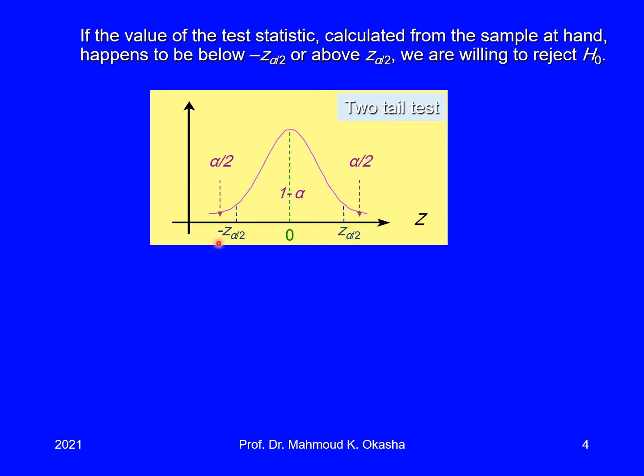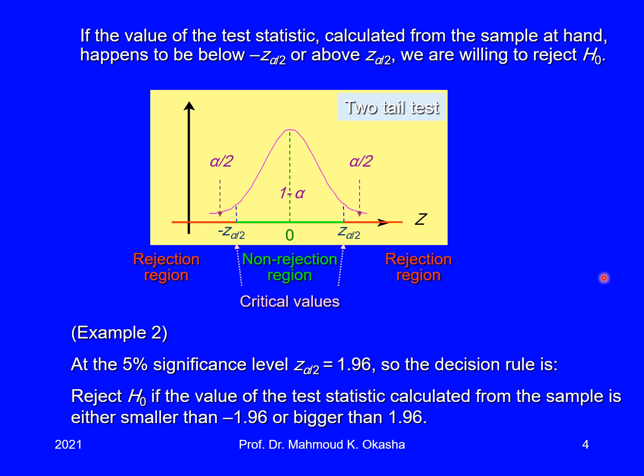1.96. So this value will be minus 1.96, and this value will be plus 1.96 if alpha equals 5%. These values are obtained from the standard normal distribution table, right? And this is the non-rejection region, and these small areas here are the rejection region. Z half alpha and minus Z half alpha are called critical values.